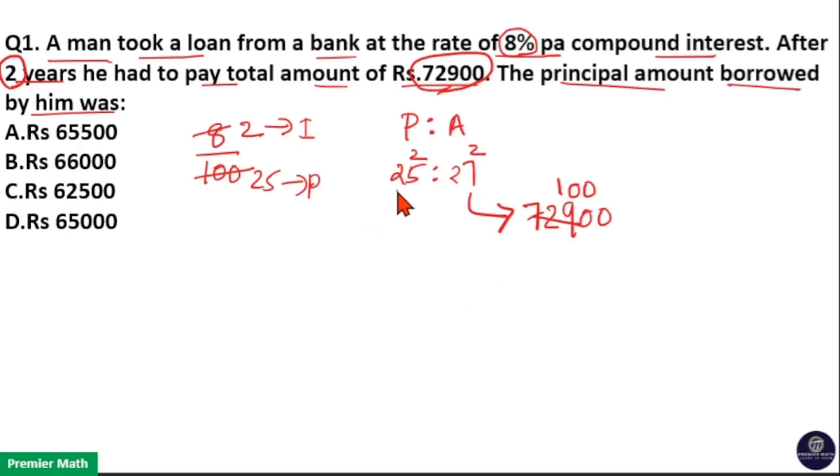Then here 25 square means 625. Then 25 square parts is equal to 625 into 100. That means here principal is option C, that is 62,500.